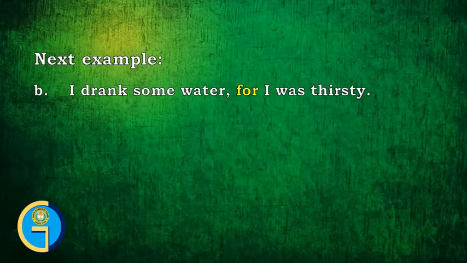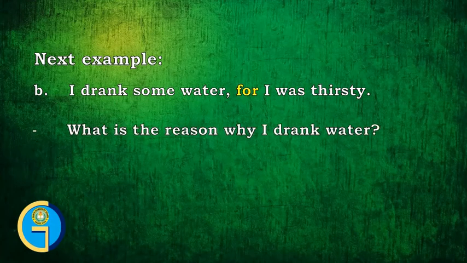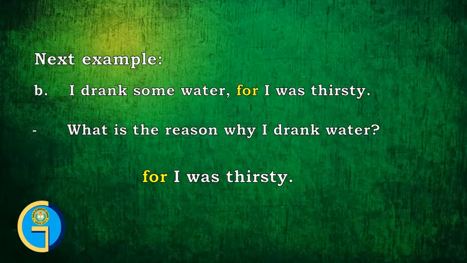I drank some water, for I was thirsty. So again, in this sentence, we use for. What is the reason why I drank water? The answer is, for I was thirsty. So class, remember whenever you see two independent clauses that state a reason or purpose, the coordinating conjunction to use to connect the two of them is for. Is it clear? Very good.